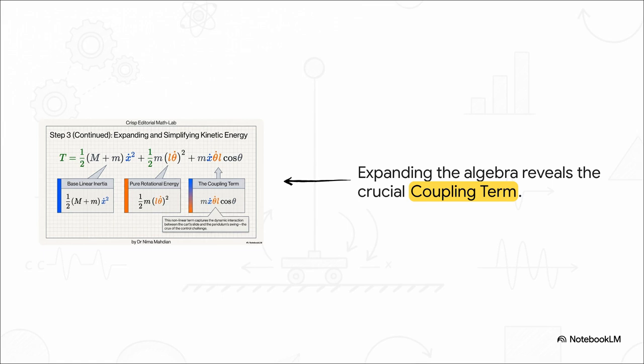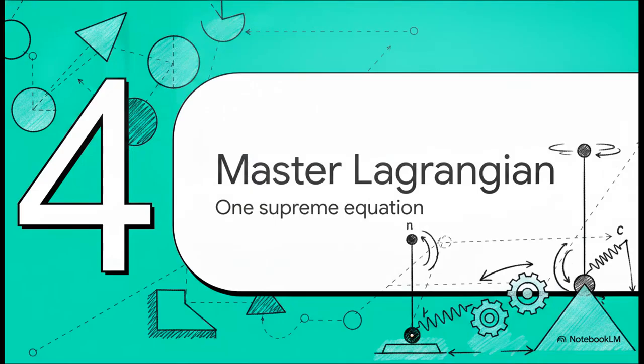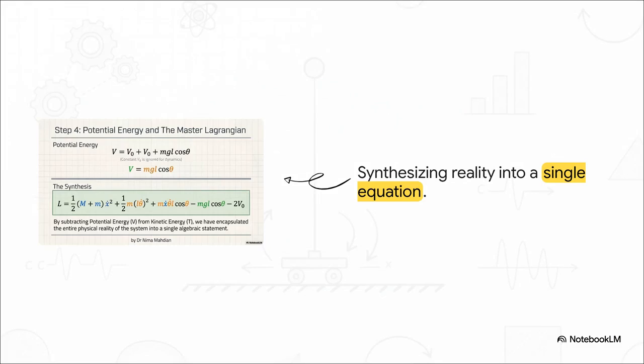This single, nonlinear term captures that entire messy relationship. Section 4, the master Lagrangian. Okay, so we've got our kinetic energy locked in. Now we need our potential energy, V. Since the cart just rolls along a level track, only the pendulum is actually changing height. So V is simply mass times gravity times height, which gives us mgl cosine theta.